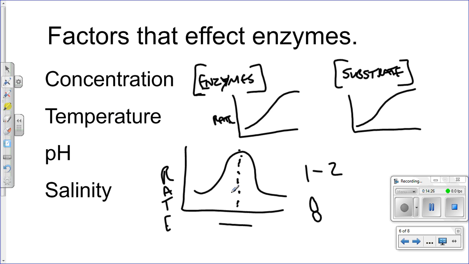Temperature is the same way. Your enzymes in your body love that 98.6 core temperature. You start moving it away, hypothermic or hyperthermic, and we end up running into issues. Salinity, salt concentration, same thing. Right? We have a very specific salinity in our body. We mess that up, it's going to cause big differences. All right, so make sure you understand those.